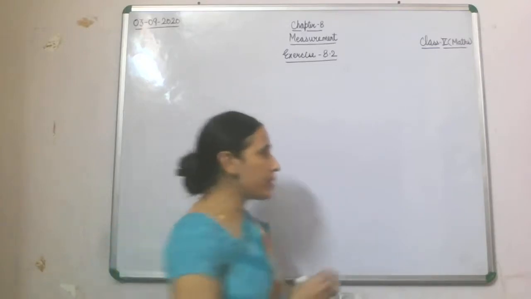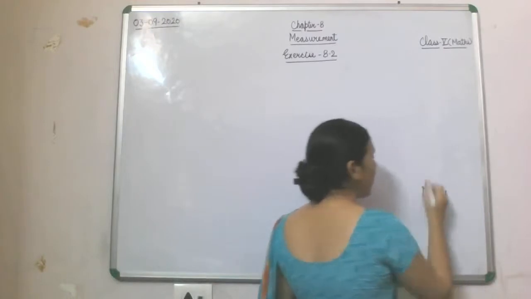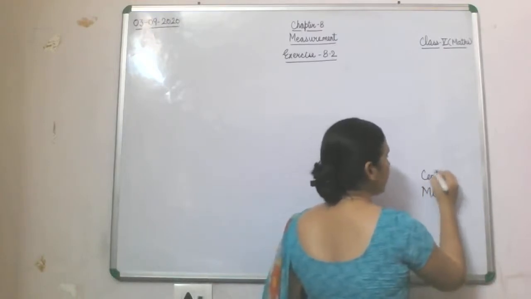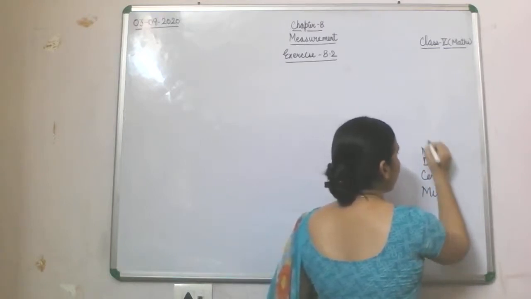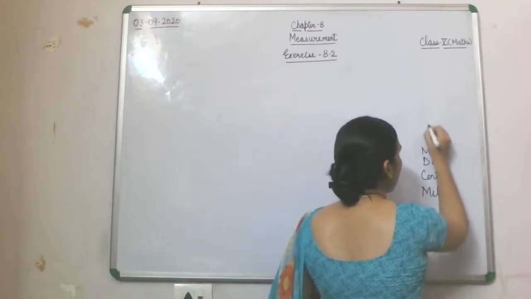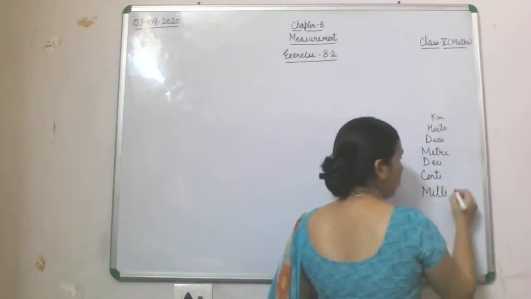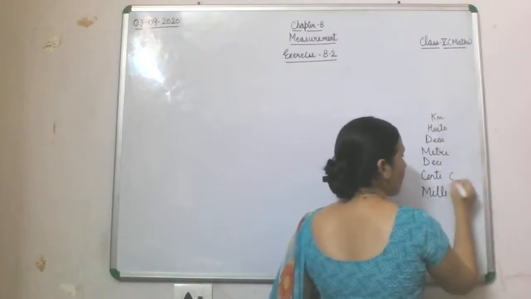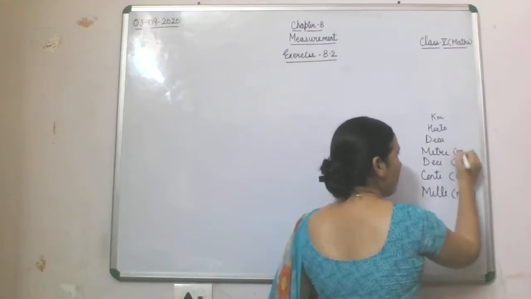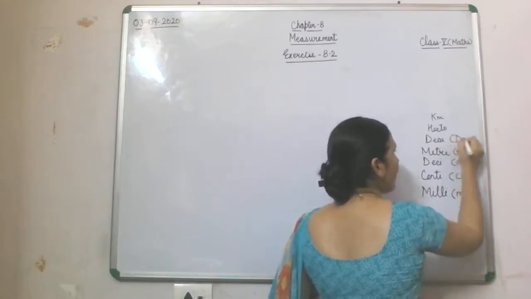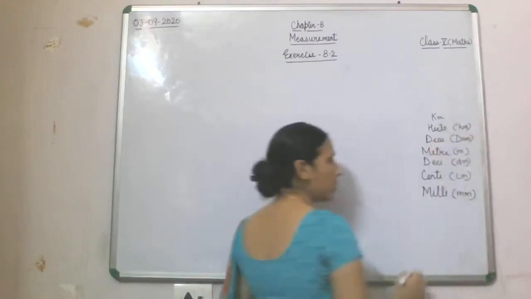Fine. So let's write that. I have told you milli, centi, deci, meter, then deca, hecto, kilometer. Now what are the units? mm, cm, dm, m, dam, hm, and km is already in abbreviation.